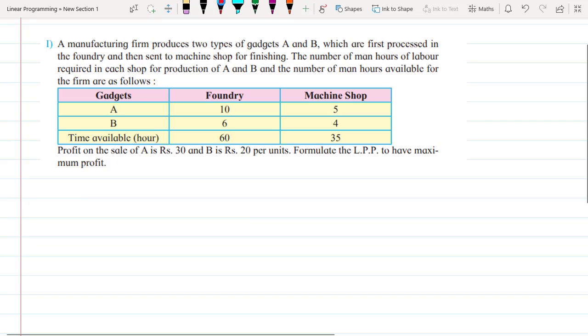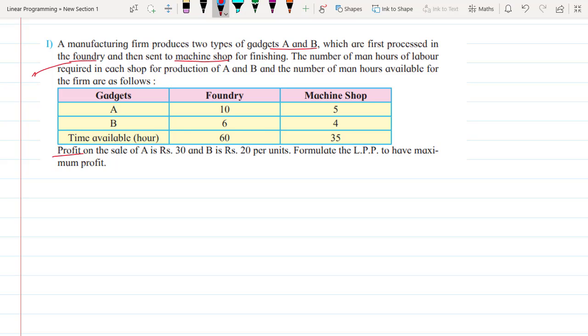We have to formulate the LPP in such a way that a manufacturer should have the maximum profit on the sale of A and B. So this is what our objective is. First let's read this question and highlight the important points. A manufacturing firm produces two types of gadgets, A and B, which are first processed in the foundry and then sent to a machine shop.